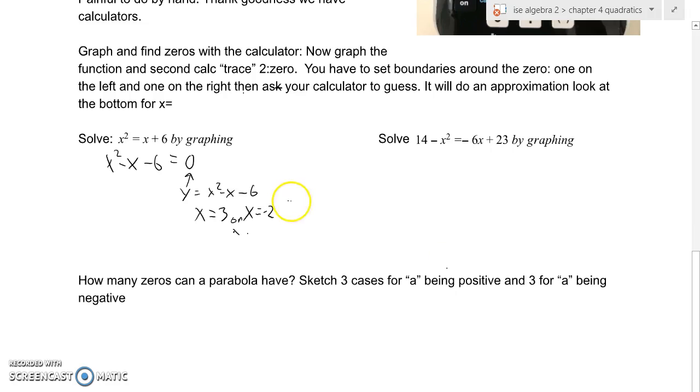And our work for this is actually just sketching that graph that we had, showing our x-intercepts there and there. We solved by graphing. That's our work for that. We're done. We're going to do the same thing for this other one. We have to first set it equal to 0. So I'm going to add the x squared so that x squared is positive. I always like having my x squared positive if I can. It just helps me. I'm going to subtract the 14.